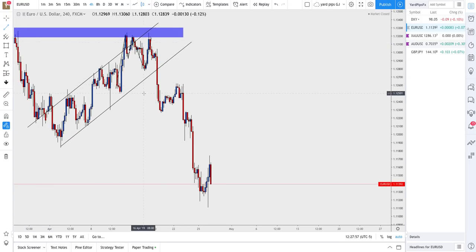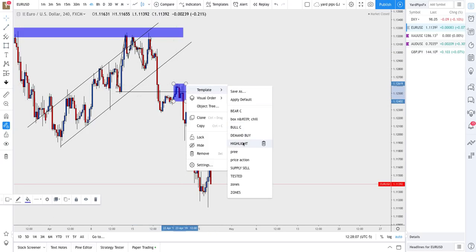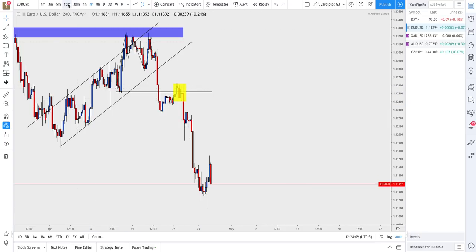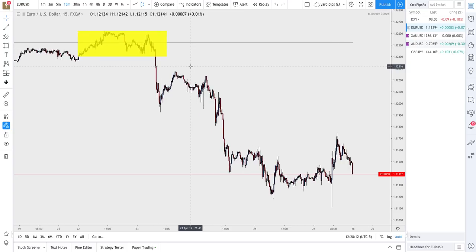Another euro move we could have capitalized on this week was this break of support, future resistance, simple, easy trades. It's the same thing over and over again. Simple trades. Let's get down to the low time frame and see why that trade actually happened.